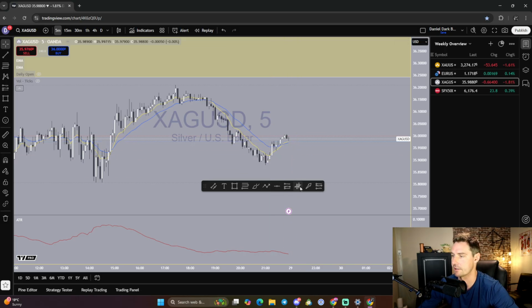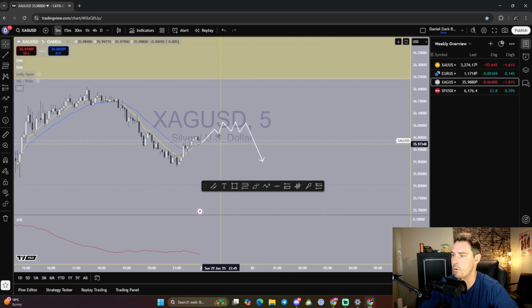So we want price to kind of, once again, come up a little bit, consolidate, break that structure, and start selling off. And once it starts selling off, that's going to cross over again, signaling a nice bearish entry opportunity, and it would look something like this.